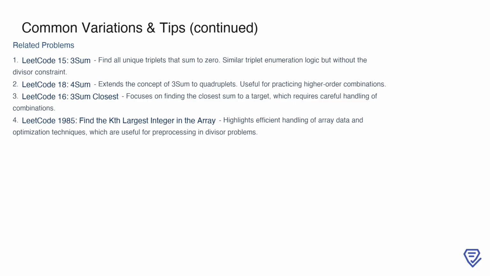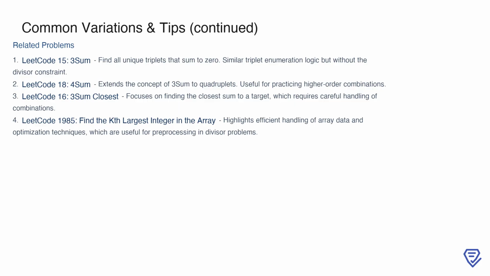Another interesting problem is LeetCode 16, three-sum closest, where the goal is to find a triplet whose sum is closest to a target value. This requires careful handling of combinations and is excellent for sharpening your precision. Lastly, there's LeetCode 1985, which involves finding the kth largest integer in an array. Although it's not directly related to triplets, it emphasizes efficient data handling and optimization, skills that are transferable to pre-processing and divisor-related problems.